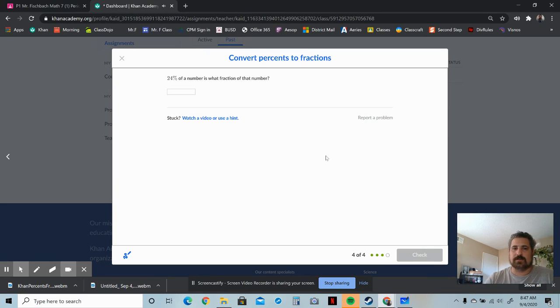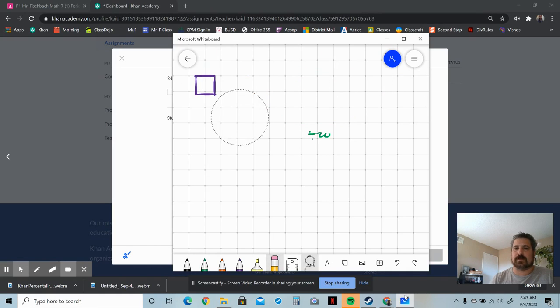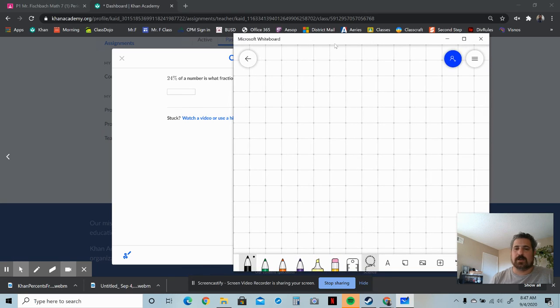All right, and the next one says 24% of a number is what fraction of that number? Once again, same concept, but I'm not going to leave everything because it caused a graphical glitch. So I'll write it all out again. And so over here, 24%. So 24% means 24 for every 100. What can you divide top and bottom by? Divide top and bottom by 4. And 24 divided by 4 is 6, and 100 divided by 4 is 25. So your simplest form is 6/25.